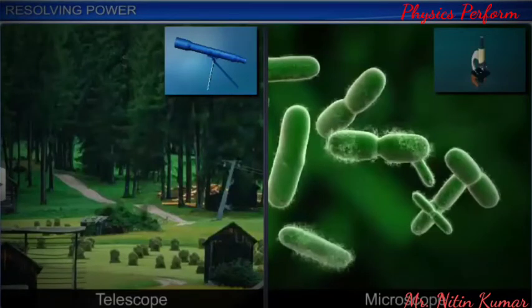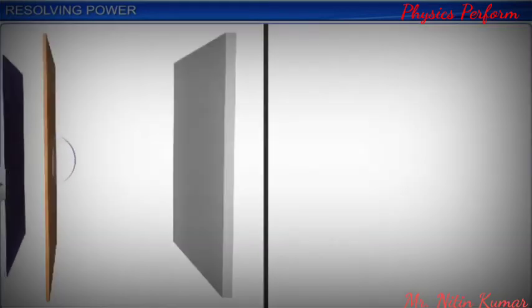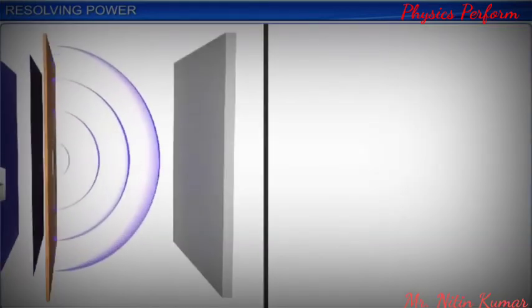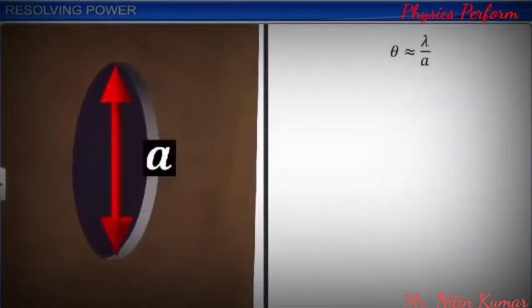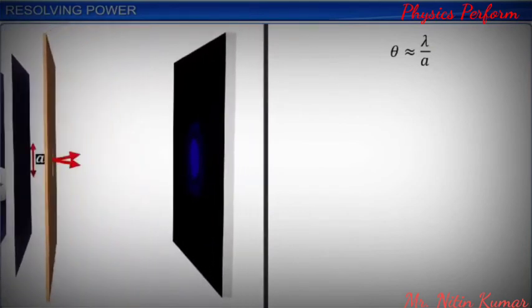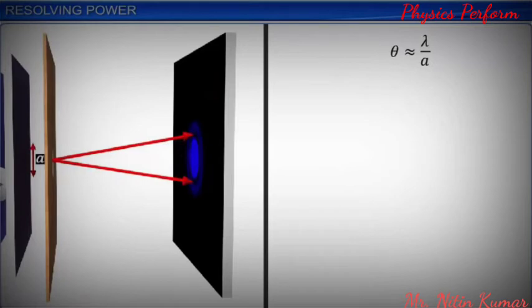Let us now find the limits for the validity of ray optics. An aperture of size A, illuminated by a parallel beam, diffracts light into an angle equal to lambda by A approximately. This is the angular size of the bright central maximum. If Z is the distance of the screen from the slit, in traveling a distance Z, the diffracted beam acquires a width W, that is approximately equal to Z lambda by A.